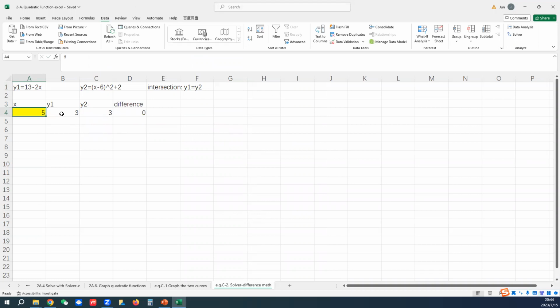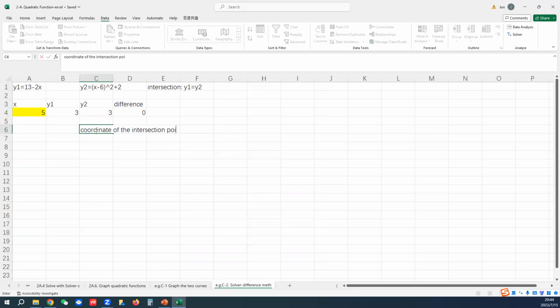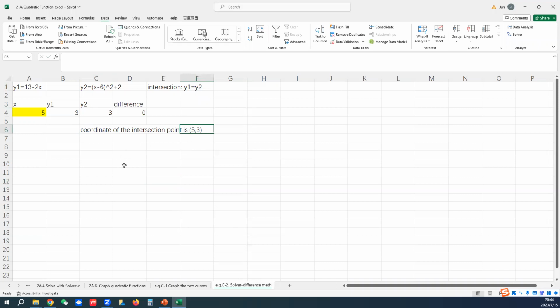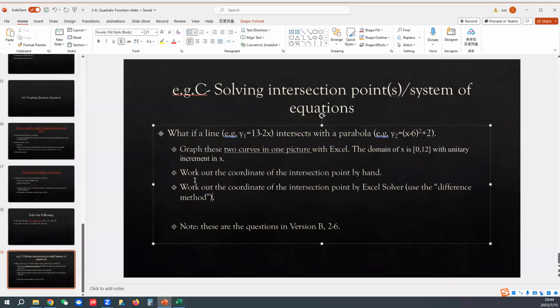And here the result is x equal to 5. And here we can also read out when x equal to 5, y1 equal to 3, y2 equal to 3. So here the coordinate of the intersection point is 5, 3. Go back to the graph. Here, the height is less than half between 0 and 10, less than 5, and here 3 actually falls in that location. Okay, so lastly, that's question 2.